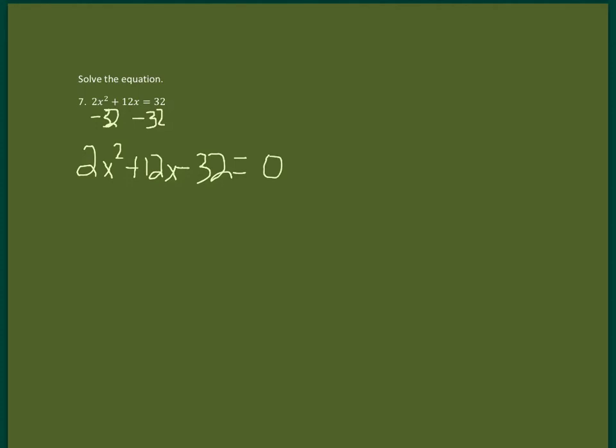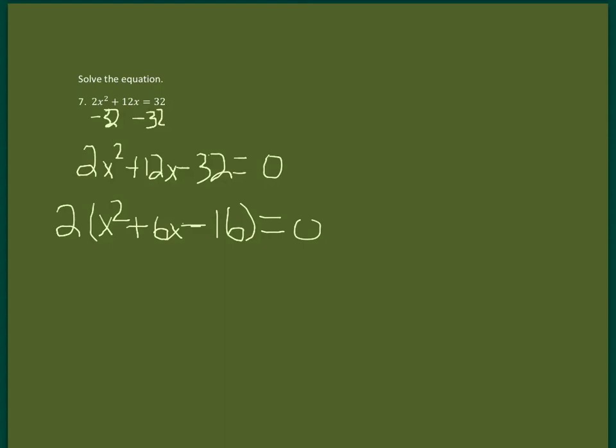Now it said when a equals 1, a doesn't look like it equals 1. But here's the thing. See how they're all even? To make a equal 1, what would you have to do? Factor out a 2. 2 divided by 2 is 1. So when you factor it out, you say 2 divided by 2 is 1x squared. So 12 divided by 2, 6x. Negative 32 divided by 2, negative 16 equals 0. So we have x squared plus 6x minus 16 equals 0.